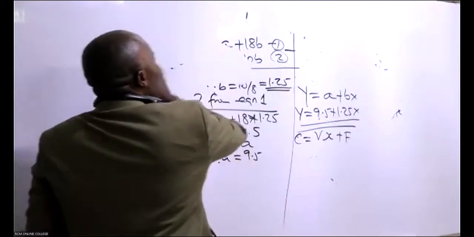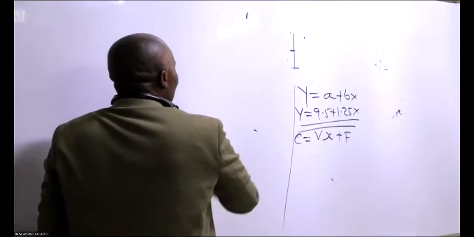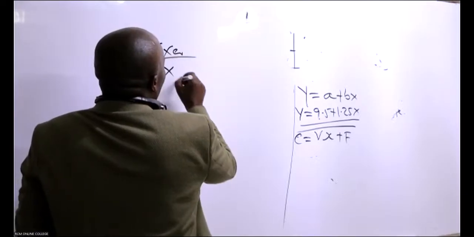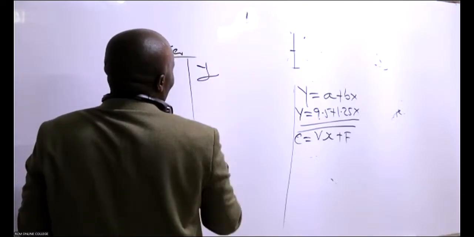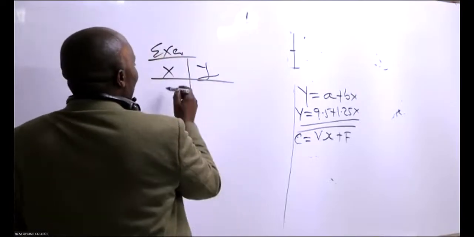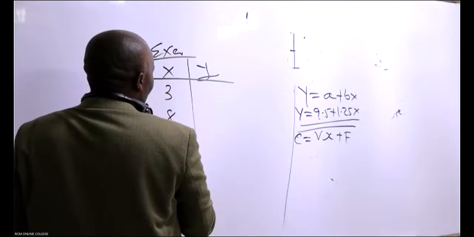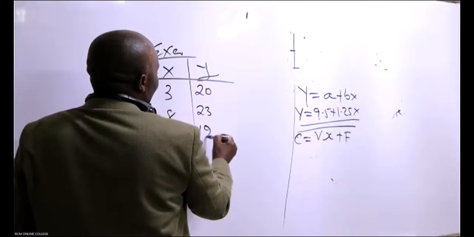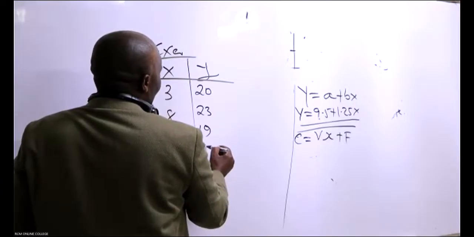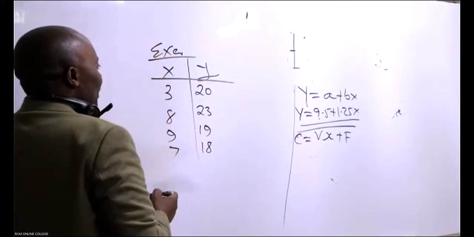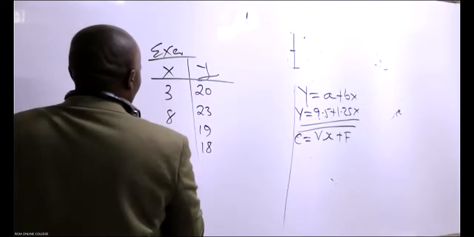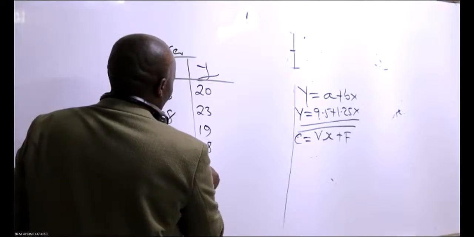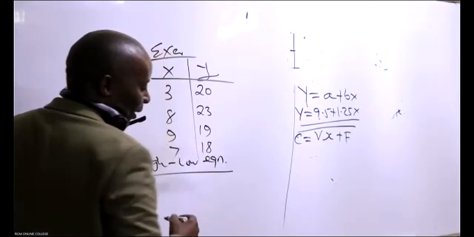But for now, ladies and gentlemen, can you kindly do me a favor here? Let me give you this question to try. Exercise 2. Now this is yours, class exercise. So we shall overcome. We are given here x, y, right? So we are given here 3, 8, 9, 7. We are given here 20, 23, 19. Yeah, 19, 18, something like that. Can you kindly now give me the high-low equation? Let's see. Give me the high-low equation.